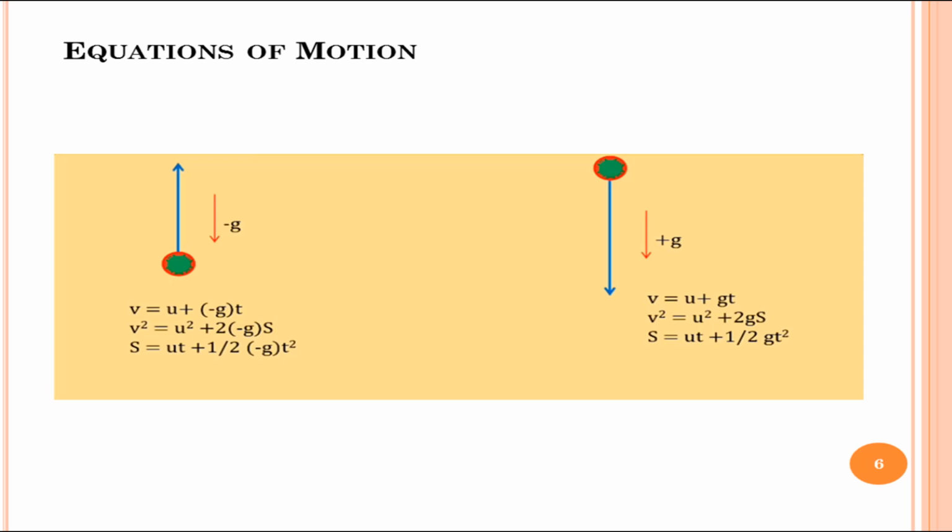On the other hand, for the body falling downwards, the g value is taken to be positive. Therefore, in the equations of motion, wherever you have a, replace it by plus g. So you get the equations of motion as v is equal to u plus gt, v square is equal to u square plus 2gs, s is equal to ut plus half gt square.